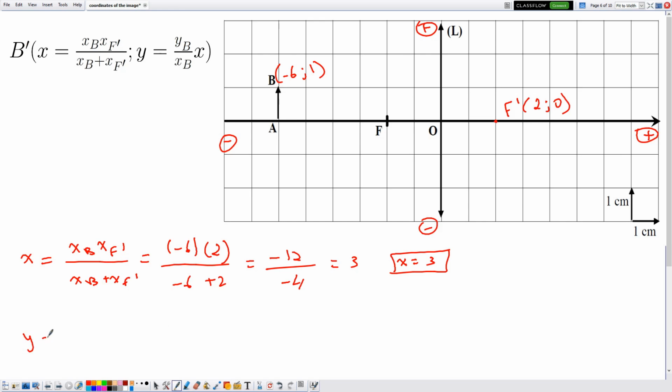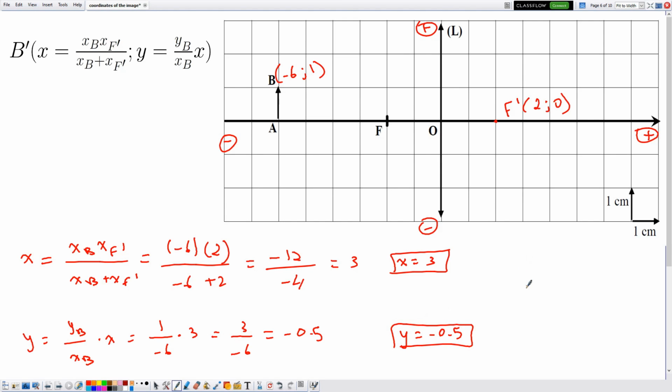Now the value of y is given by yB divided by xB multiplied by x. So the value of yB is 1 and the value of xB is minus 6 multiplied by the value of x, which we have already calculated, which is 3. This will give us 3 divided by minus 6, which is equal to minus 0.5. Then the value of y is equal to minus 0.5. So the point B prime has the coordinates 3 and minus 0.5.